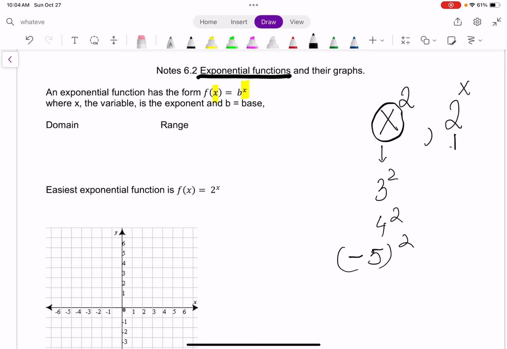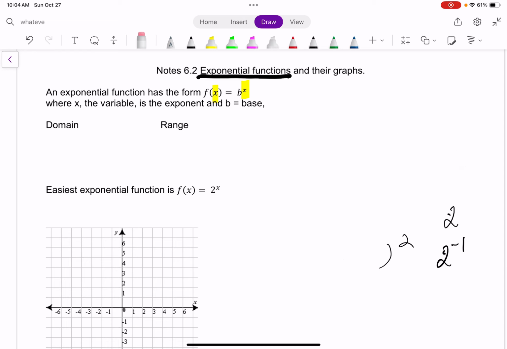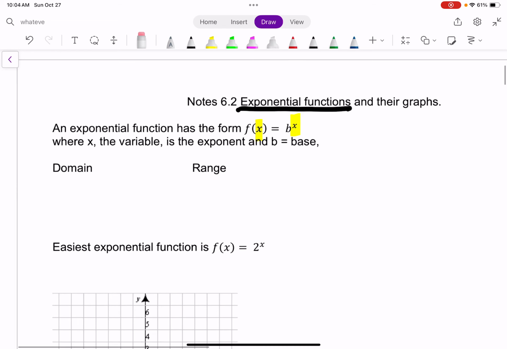In an exponential function, the base is fixed. What keeps changing is the exponent. Take 2, raise it to the power of 2. Take 2, raise it to the power of 3, -1, whatever it is. So the base is the same. The exponent's the one that keeps changing. So that's the difference. In an exponential function, the exponent is what our variable is.